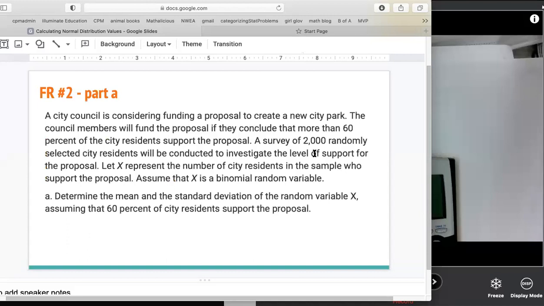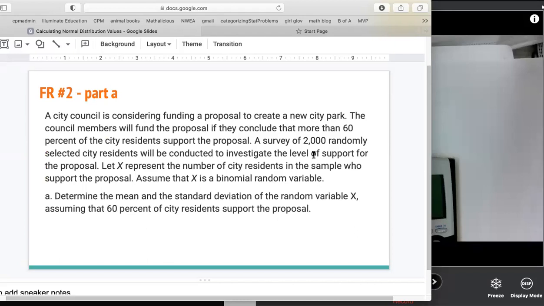So a city council is considering funding a proposal to create a new city park. The city council members will fund the proposal if they conclude that more than 60% of the city residents support the proposal. A survey of 2,000 randomly selected city residents will be conducted to investigate the level of support for the proposal. Let X equal the number of city residents in the sample who support the proposal, and assume that X is a binomial random variable. Determine the mean and standard deviation of the random variable, assuming that 60% of the residents support the proposal.